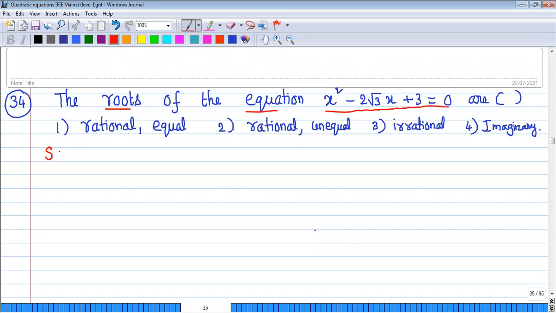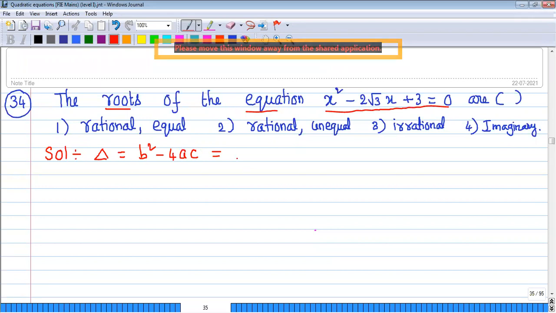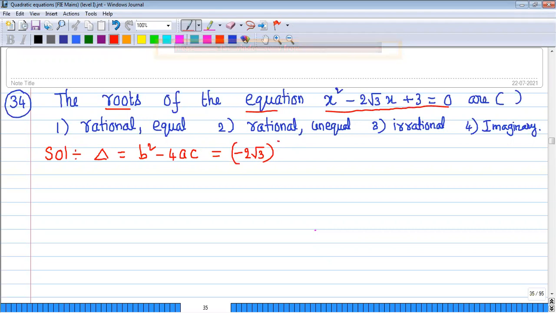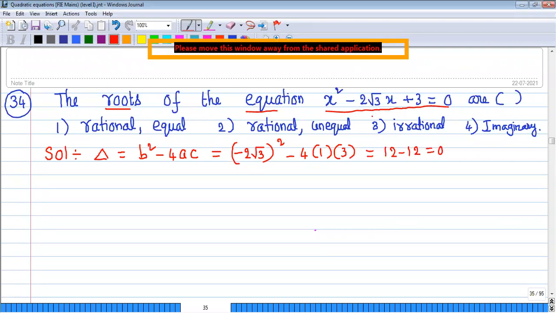So, first let us find out delta, that is b square minus 4ac. So, minus 2 root 3 whole square minus 4 times 1, 3. This equals minus 2 root 3 whole square is 12, minus 12, 0. We cannot claim that roots are equal because actually coefficients are irrational.